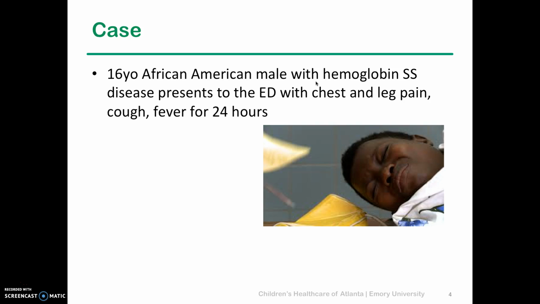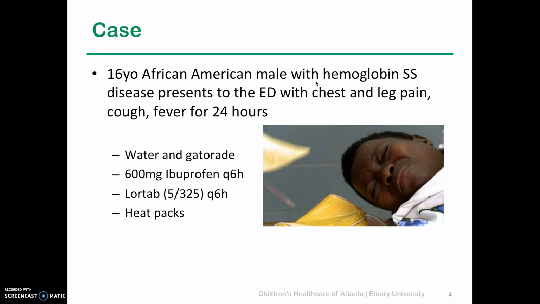So to demonstrate the appropriate use of PCA, let's use a case presentation. We have a 16-year-old African-American male with hemoglobin SS sickle cell disease who presents to the emergency department with chest and leg pain along with cough and fever for the last 24 hours. He's been managing his pain crisis at home with water and Gatorade, scheduled ibuprofen, prescription Lortab, as well as heat packs to his chest and legs.